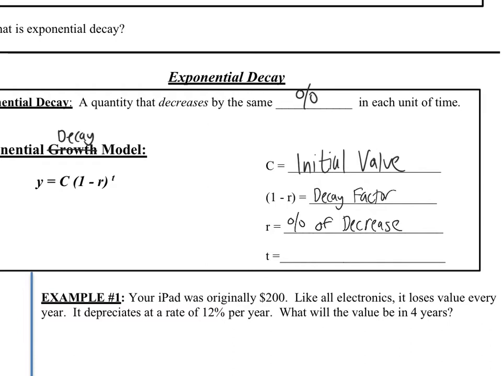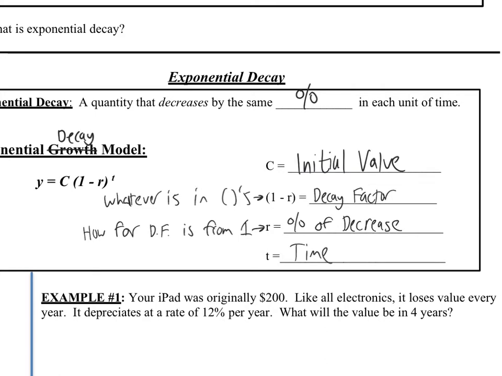Okay, one thing we need to write here is that 1 minus r, whatever is in parentheses, is going to be our decay factor. And our percent of decrease is how far the decay factor is from 1. That's going to be our percent of decrease. And t, like we said before, is going to be equal to our time.